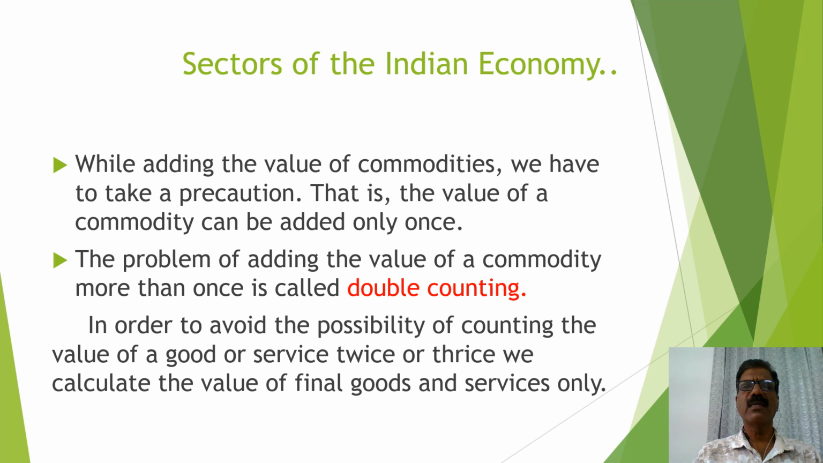While adding the value of commodities, we have to take a precaution. That is, the value of a commodity can be added only once. If we add the values at different times, it will lead to exaggeration of the total value created. The problem of adding the value of a commodity more than once is called double counting. In order to avoid the possibility of counting the value of a good or service twice or thrice, we calculate the value of final goods and services only.